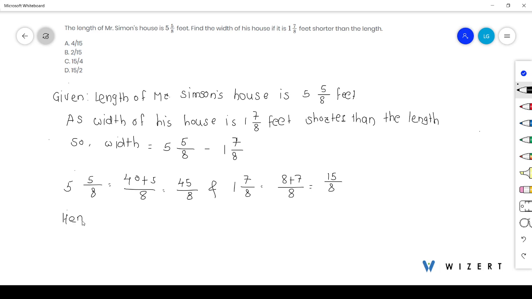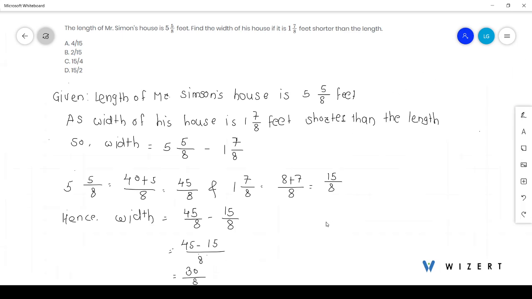Hence, width will be 45 by 8 minus 15 by 8. Now 45 minus 15 by 8 is 45 minus 15 means 30. So it is 30 by 8.